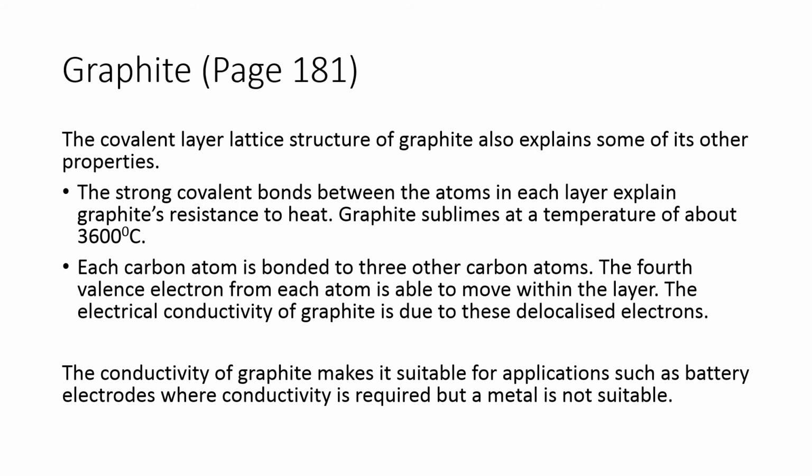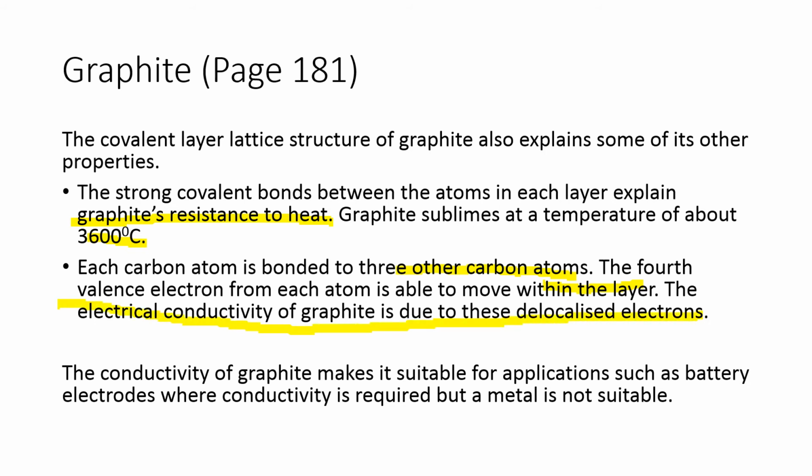So the covalent bonds between the atoms in the layer make graphite resistant to heat. It sublimes at a very high temperature, 3600 degrees Celsius. Each carbon atom is bonded to 3 other carbon atoms. The 4th valence electron from each atom is able to move within the layer. It says the electrical conductivity of graphite is due to these delocalized electrons.